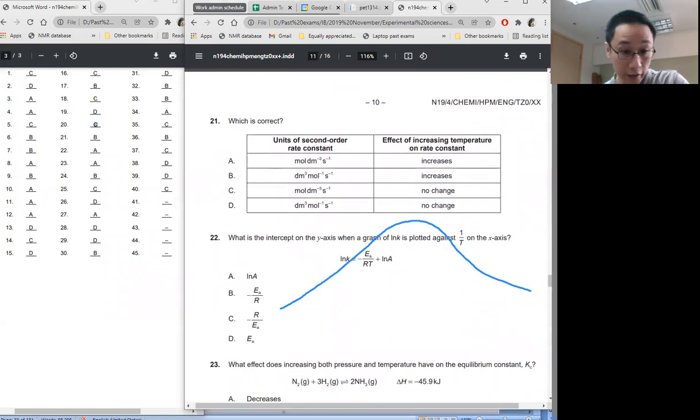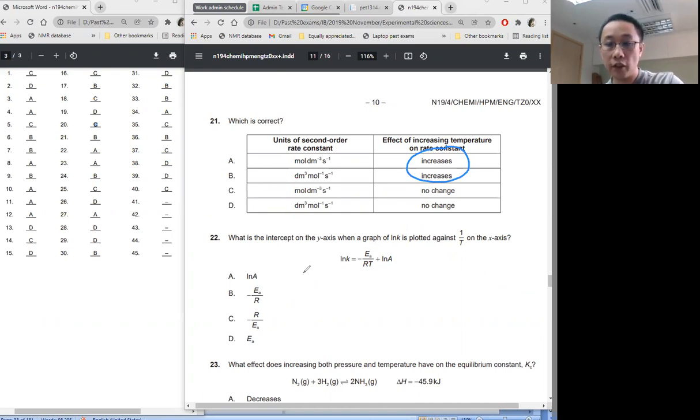Question 21 is about analyzing the unit of rate constant, as well as understanding how rate constant is affected by temperature. Rate constant is not affected by concentration, but it is affected by temperature, according to the Arrhenius equation, which is actually what the next question is about. Here, we just need to recognize that increasing temperature will increase the rate constant. The unit of a second order rate constant, meanwhile, can be figured out by using dimensional analysis.